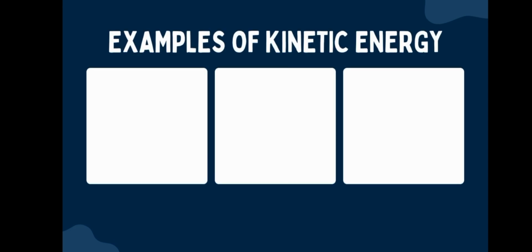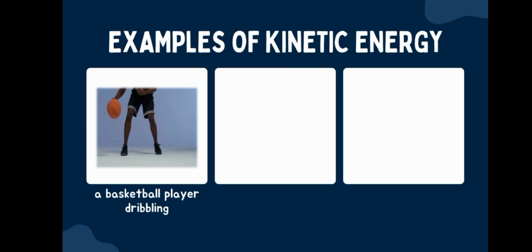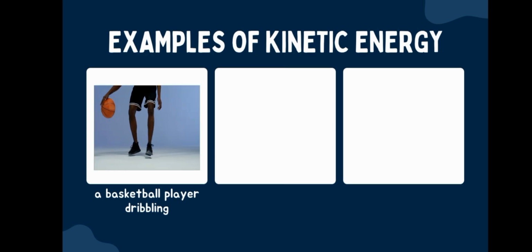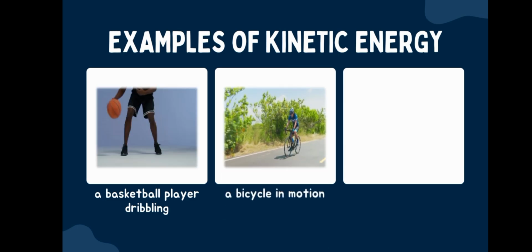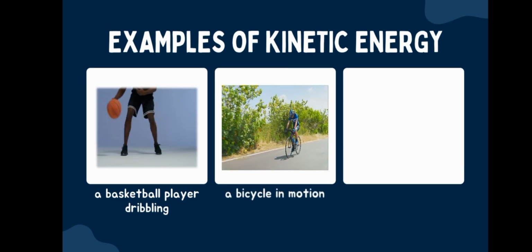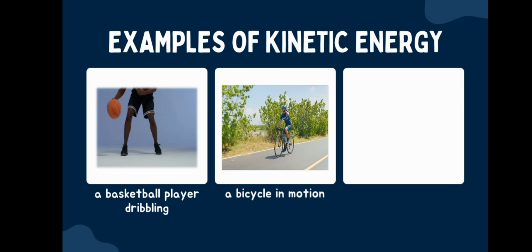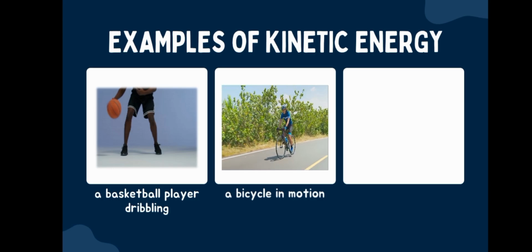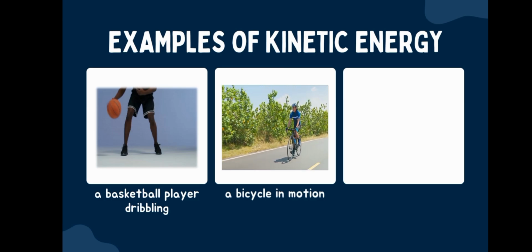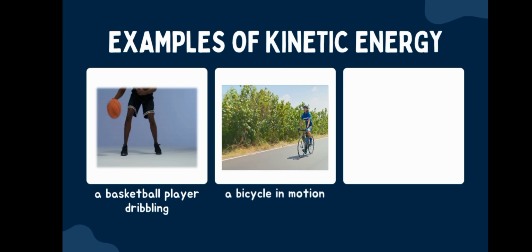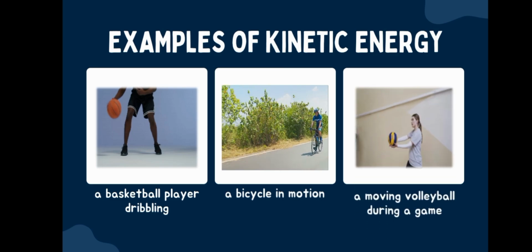Examples of real-life activities that illustrate kinetic energy: a basketball player dribbling. It is an example of kinetic energy because the ball is in motion, possessing energy of movement as the player's hands propel the ball upward and downward. A bicycle in motion demonstrates kinetic energy fueled by the energy in motion. It stems from three key factors: the bicycle's movement, the combined mass of the bike rider and accessories, and its velocity. A moving volleyball during a game.